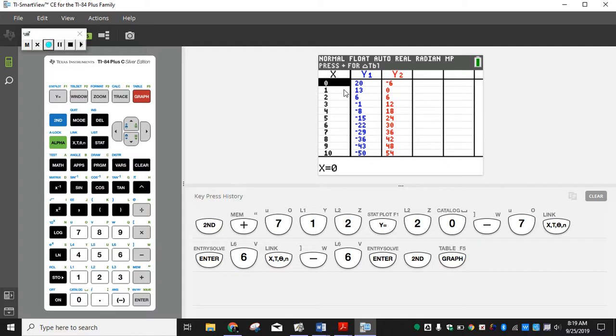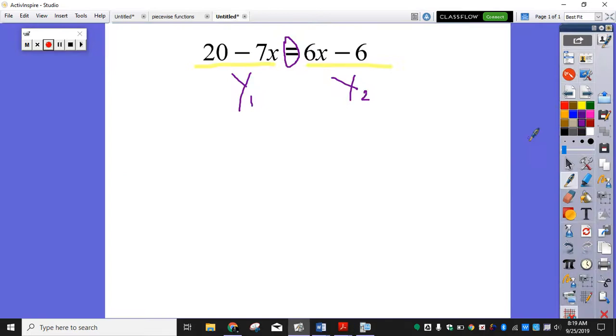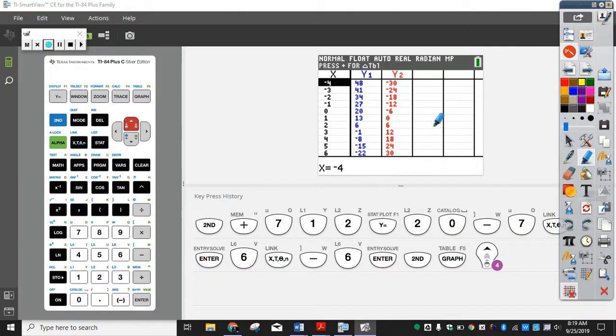Now, sometimes it will be in this list. Sometimes I may have to scroll up or down. Do not forget that if I press the up arrow, that takes me into negative values, and the solution can be negative, so you need to make sure that if you don't see it, you scroll up and down to look for it. Now, for this particular problem, I am noticing that the y values are the same here. When x equals 2, both y values are 6 at the same time. So that would be where my two halves are equal, so that gives me my solution.